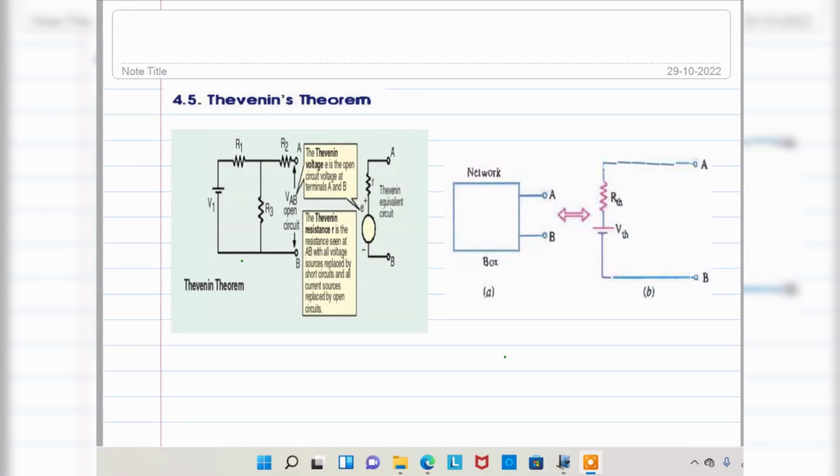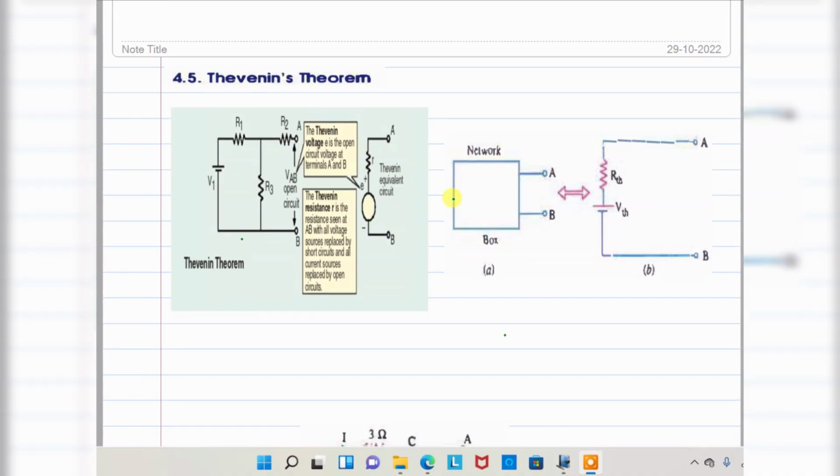Okay, next we are moving to the Thevenin theorem. In this Thevenin theorem, look here. This particular circuit shows everything about the Thevenin theorem. So here, this is a circuit we have. In this circuit, different resistances R1, R2 and R3 and V1 are present.